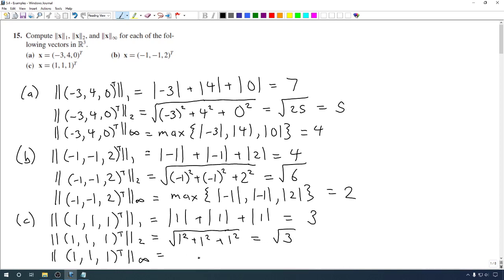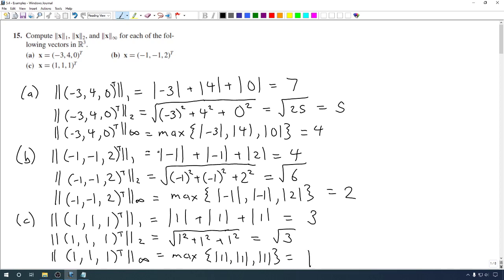And then finally, the maximum. I'll go ahead and keep writing the absolute values, and that should not be a plus. So the maximum of 1, 1, and 1, they're all 1s. Okay.